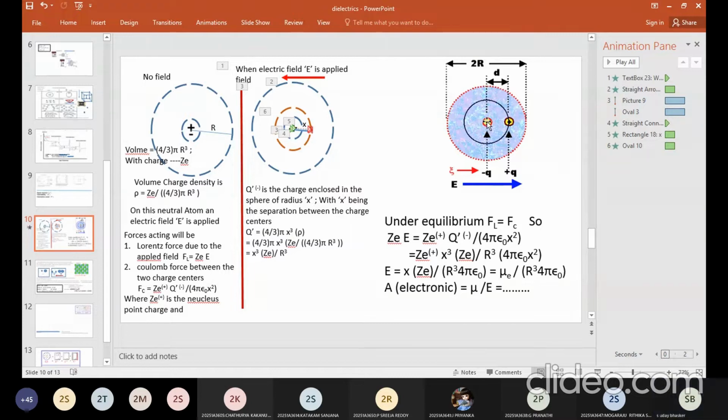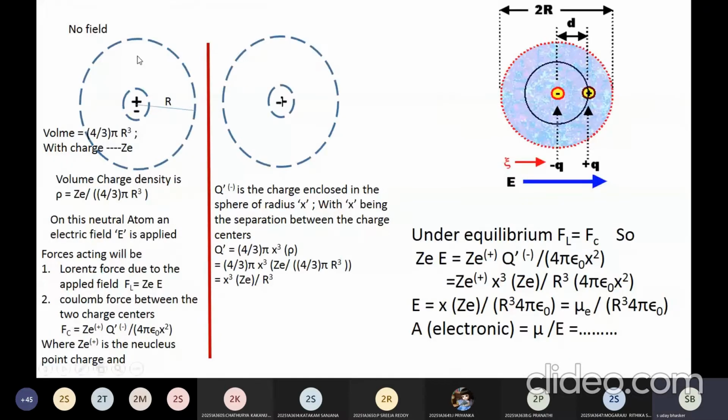So now with this explanation, I go to this place. Now this is an atom. You have positive charge and negative charge at the same point in an atom. It's a sphere, and I don't have any field. I did not apply any field.